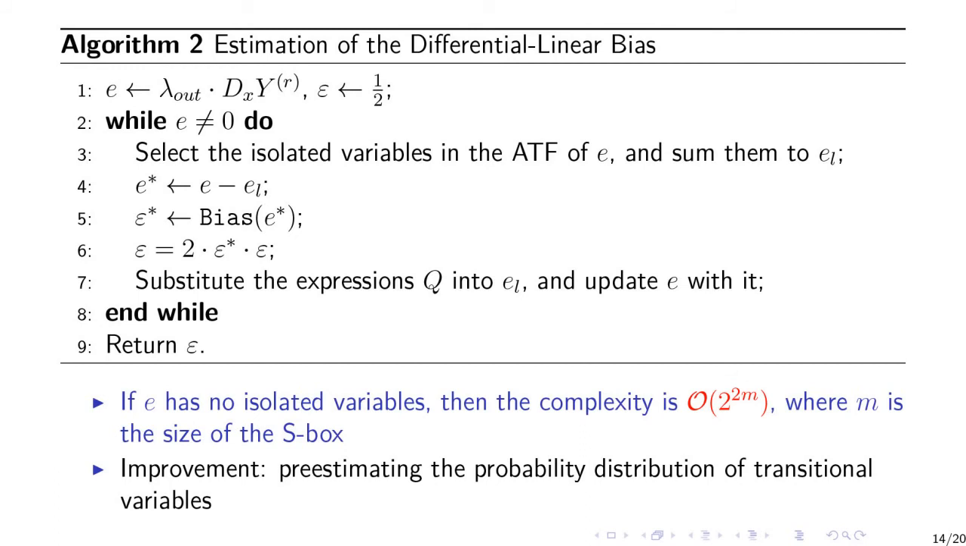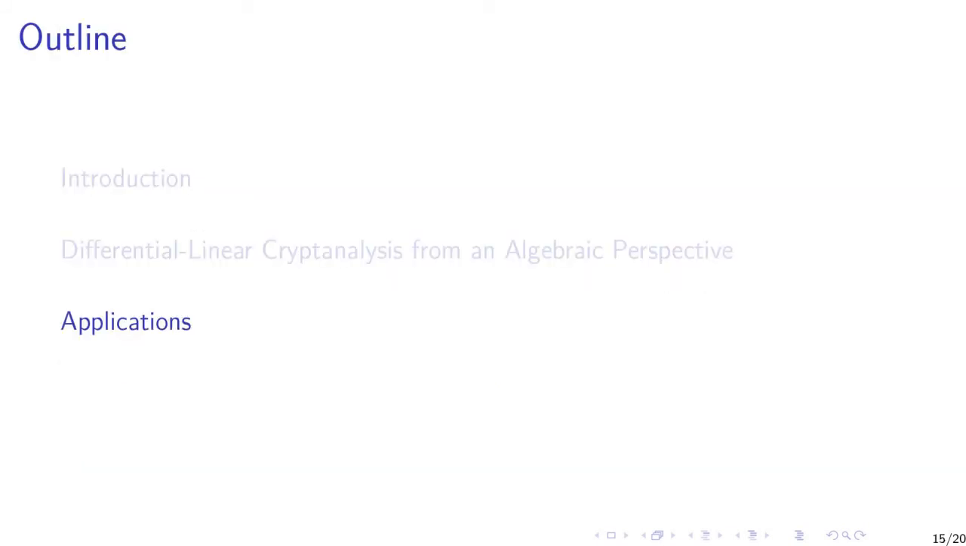If E has no isolated variables, then the complexity is O(2^{2m}), where m is the size of the S-box. To refine the estimation, we can also pre-estimate the probability distribution of the transitional variables. Next, let's show the application.